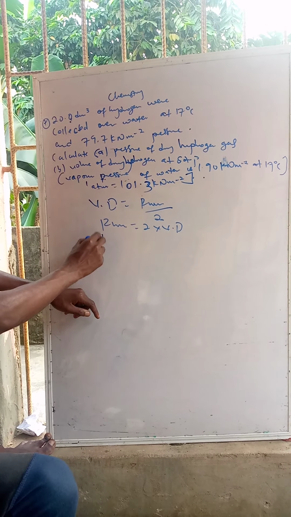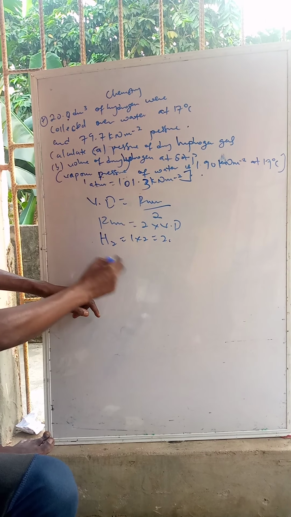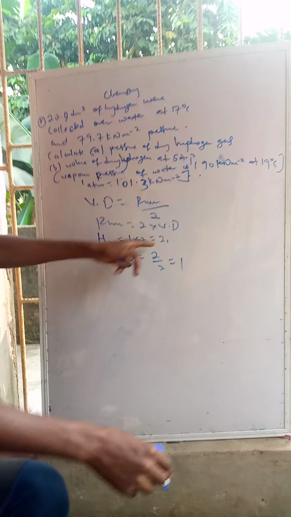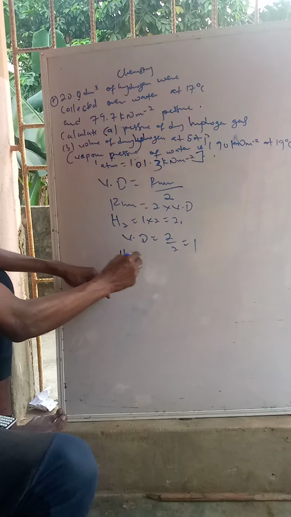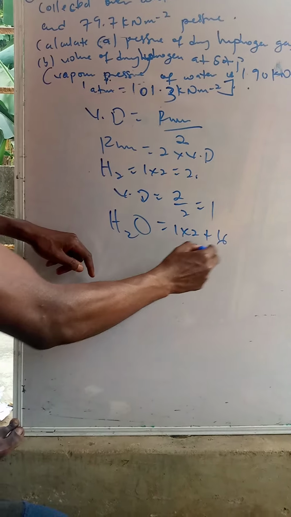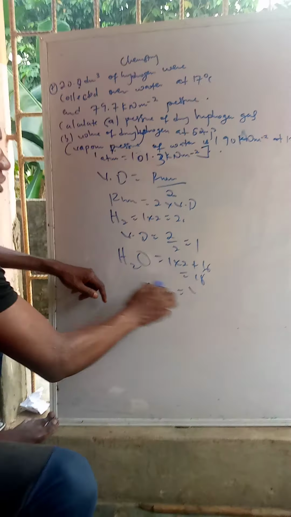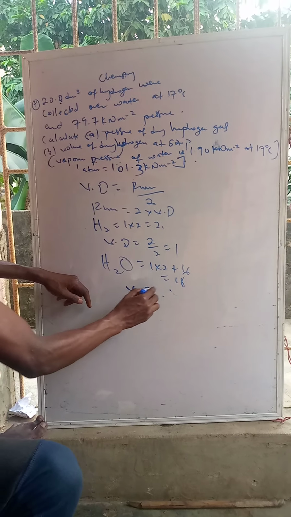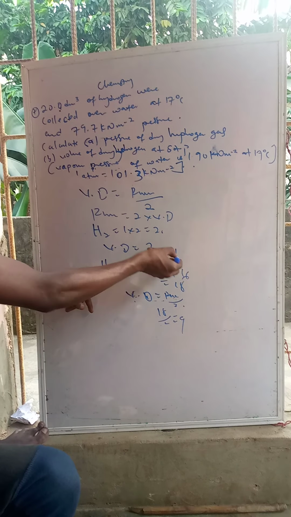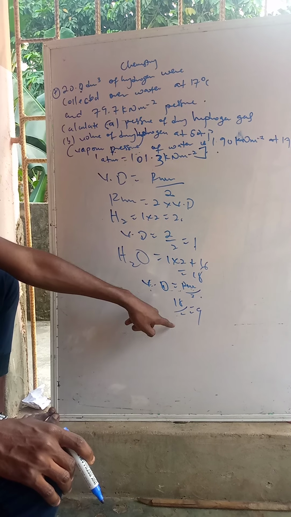Like the case of hydrogen gas, H2, the RMM is 1 times 2, which gives 2. For you to get the vapor density, VD is equal to 2 over 2, that's 1. Compared to that of water, we know that the vapor density of water is going to be 9. How do we get that? 1 times 2 plus 16 is 18. That's the RMM. Vapor density is equal to RMM over 2, which is 18 over 2, that is 9. Compared to that, this one is higher. So that of hydrogen is lesser, so you can collect by downward displacement.